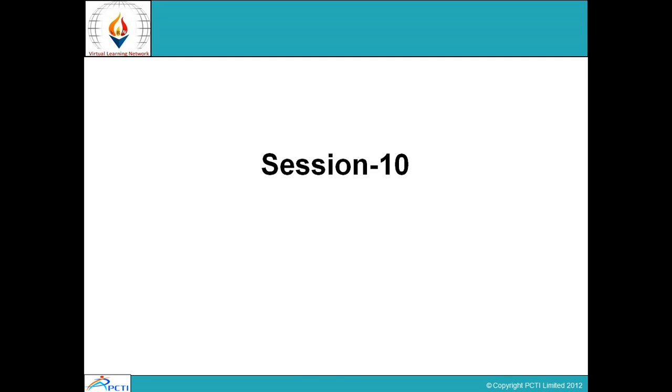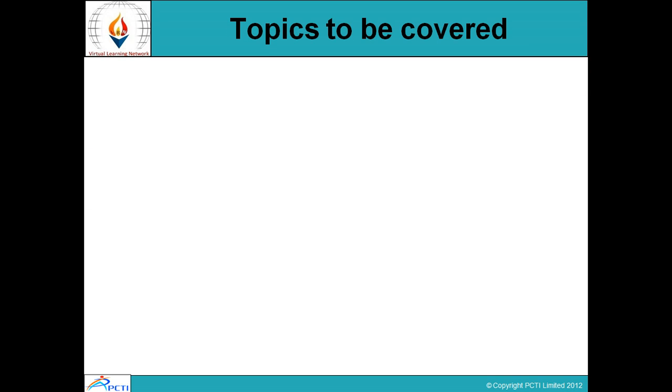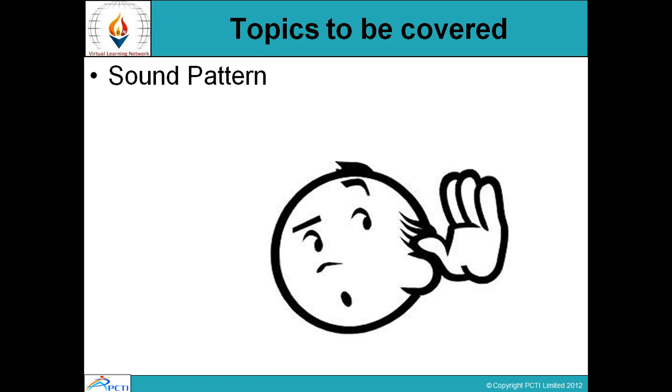This is session number 10 of Hindi 1. Topics to be covered in this session are sound patterns. We have already studied different sound patterns in the previous sessions, but still more is to be done because we have 44 letters in the Hindi alphabet. So today we are going to learn the last few patterns which are left.